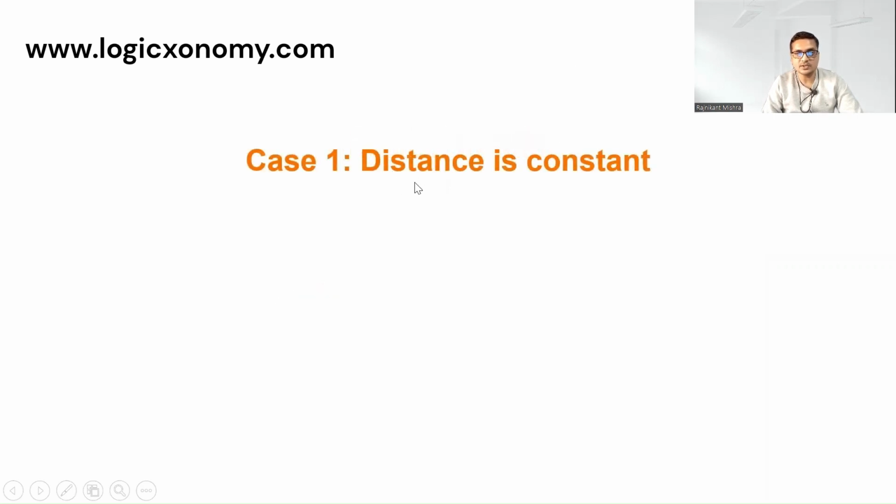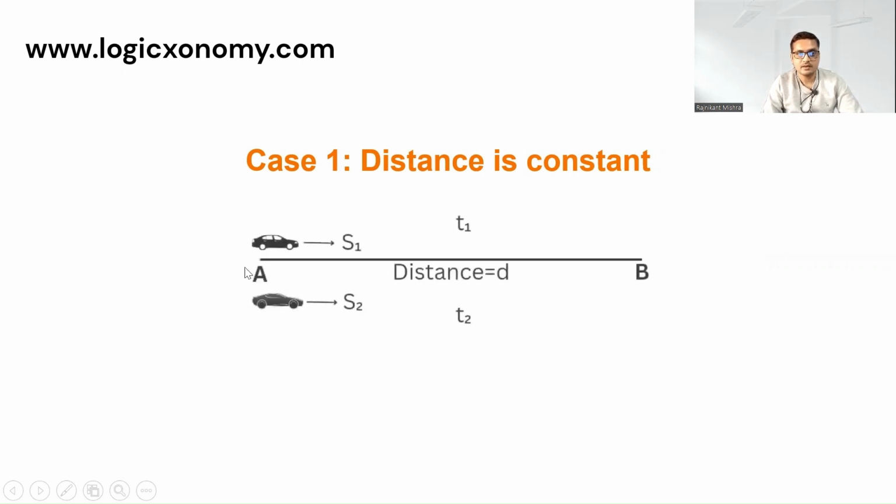Now we discuss the proportionalities between the speed, distance, and time. Case 1, distance is constant. Let two persons with the speed s1 and s2 cover the distance d in time t1 and t2 respectively. With the formula distance is equal to speed into time, d can be written as s1 into t1 in the first case, and in the second case d is equal to s2 into t2.